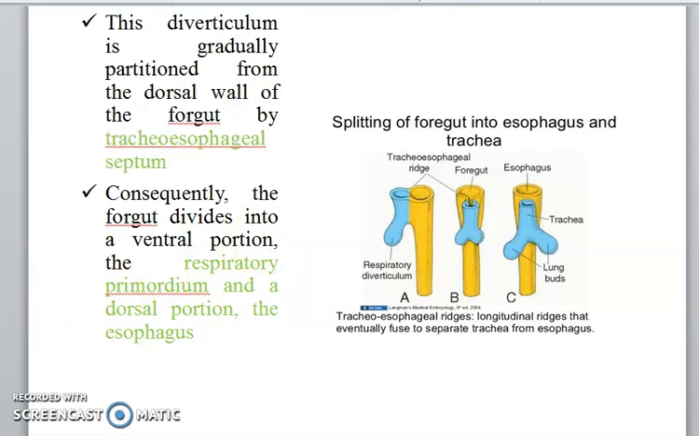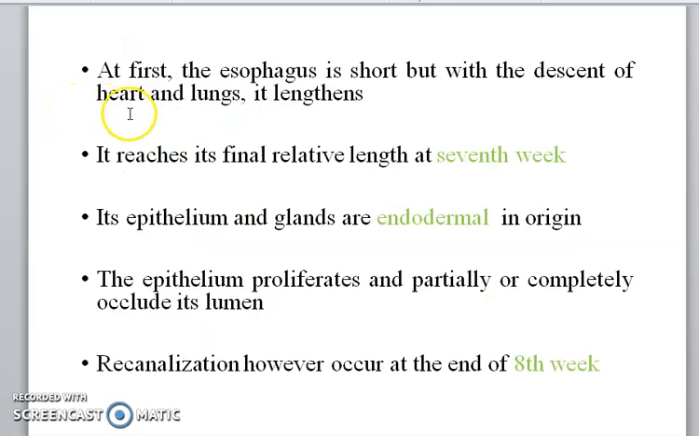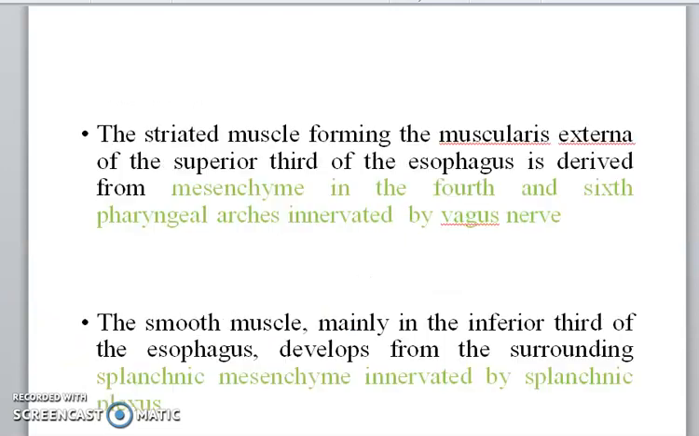So, at first, the esophagus is short, but with the descent of the heart and lungs, it lengthens. It reaches its final relative length at the 7th week. Its epithelium and glands are actually endodermal in origin. What are we saying? That the glands around here are coming from the endoderm, while the muscles are coming from the splanchnic mesoderm. So the epithelium proliferates and partially or completely occludes its lumen, and then there is recanalization at the 8th week. It's important you know this.